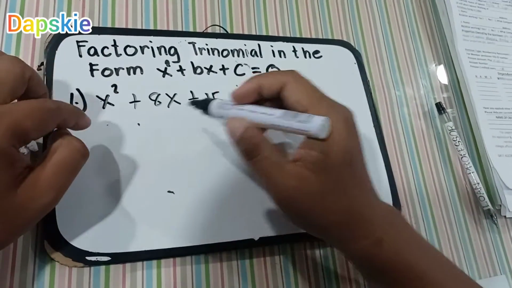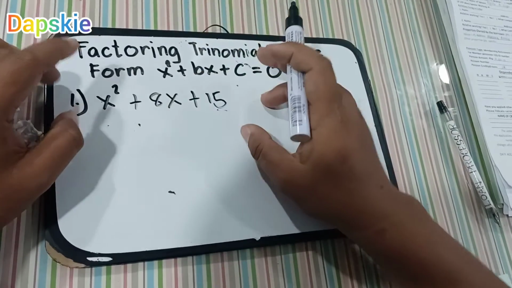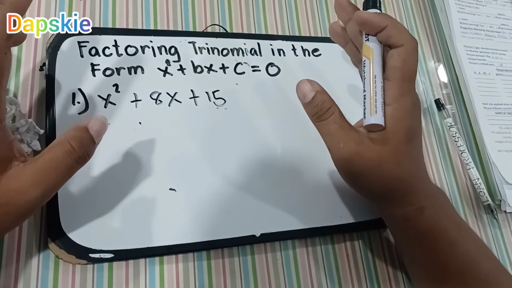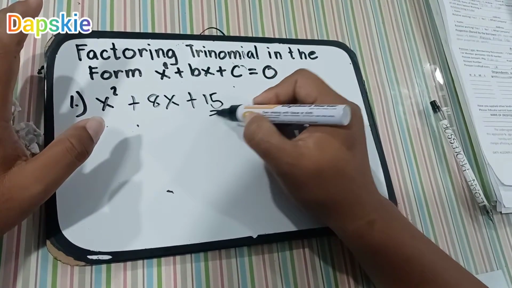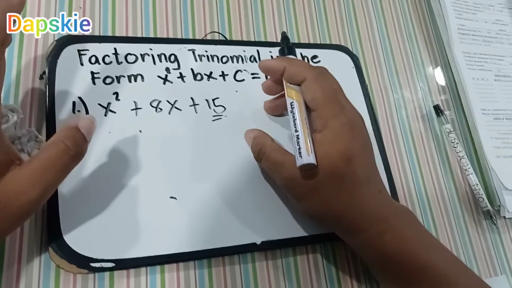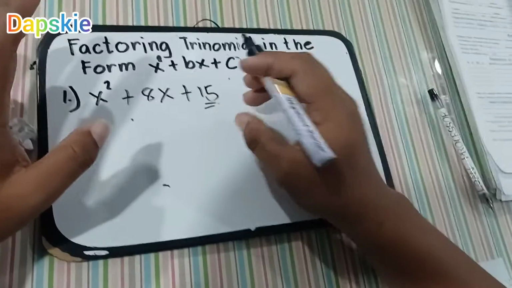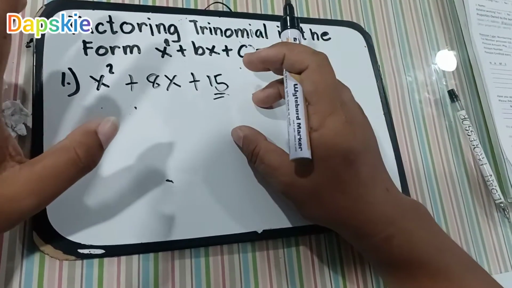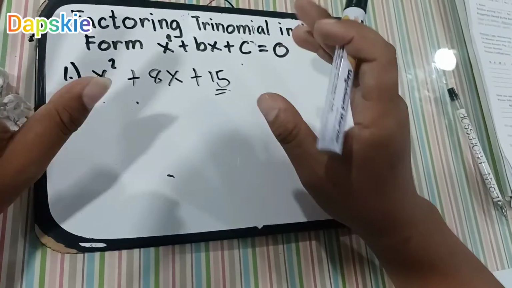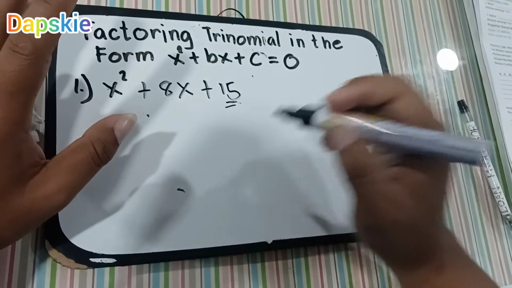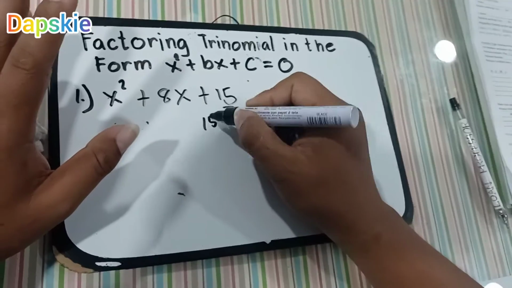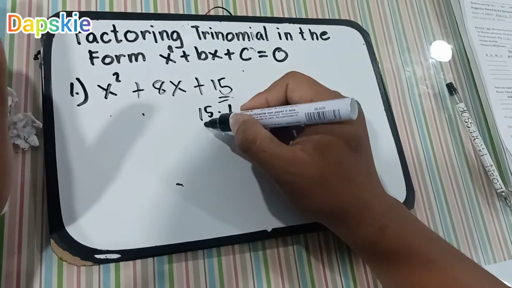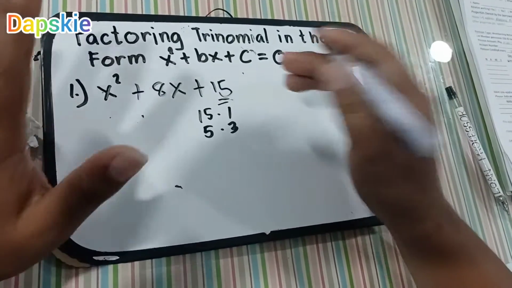Now we are going to factor this one. Example: x squared plus 8x plus 15. First, focus directly on the constant, or the third term. Find the factors of 15. Which two numbers, when multiplied, give 15? The factors of 15 could be 15 times 1, or 5 times 3, or 3 times 5.